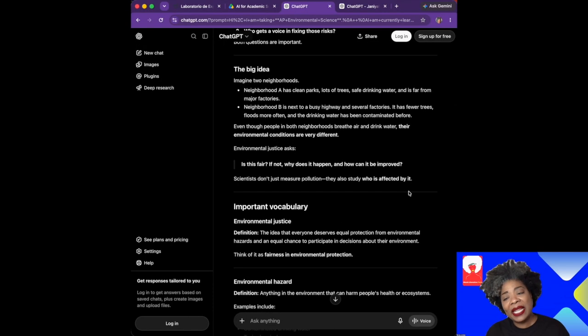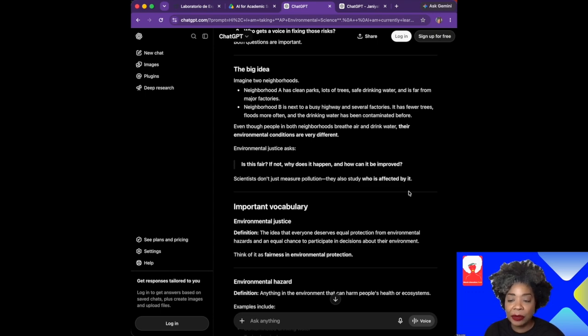The big idea. Imagine two neighborhoods. Neighborhood A has clean parks, lots of trees, safe drinking water, and is far from major factories. Neighborhood B is next to a busy highway and several factories. It has fewer trees, floods more often, and the drinking water has been contaminated before. Even though the people in both neighborhoods breathe air and drink water, their environmental conditions are very different. Environmental justice asks, is this fair? If not, why does it happen? And how can it be improved?